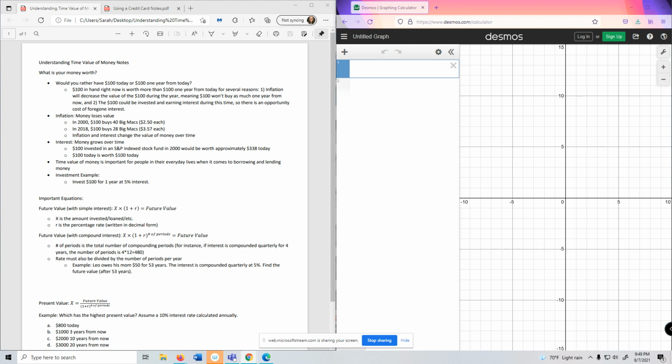Hello, today we're going to talk a little bit about time value of money, which is basically just referring to how the value of your money changes over time. Due to inflation, your money can lose value, but if you make smart investment choices, due to interest you are getting paid, your money can grow over time.